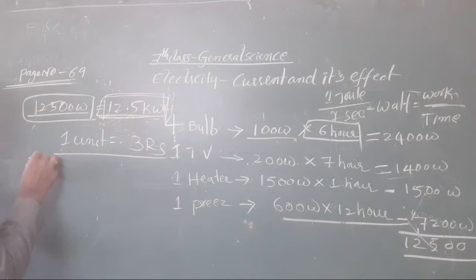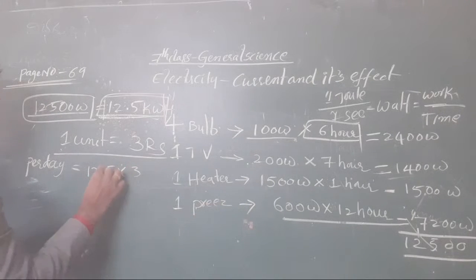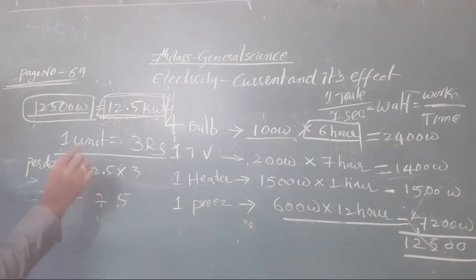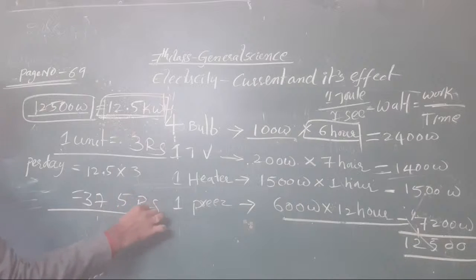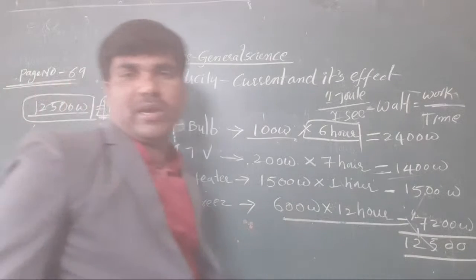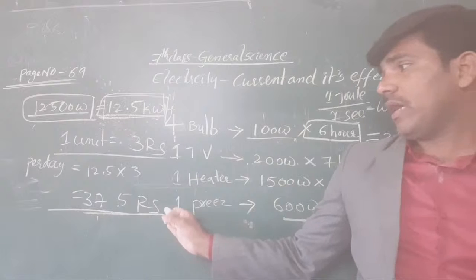Per day, how much current may be consumed for these consumers? 12.5 into 3 we have to take here. Clear or not all of you? Now it is 5, and moreover it is 7, and it is 30. Okay, clear or not all the students? It is 37.5 rupees per day. Okay? Yes, we may pay this to our electrical board.